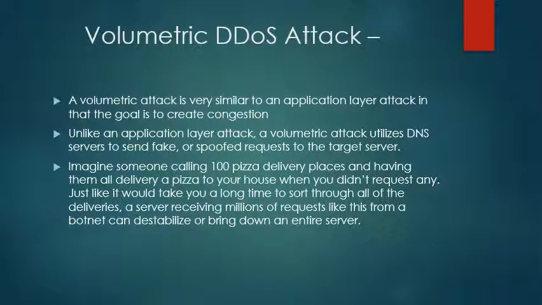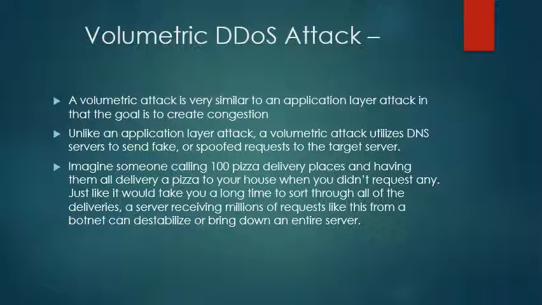Very much like the application layer attack that we previously observed, a volumetric DDoS attack aims to create congestion by applying a volume of requests to a server that it simply cannot handle. Unlike an application layer attack, a volumetric attack uses DNS servers as a proxy to send spoofed requests to a target server, making fake requests that are sizably long, thus slowing down the server.